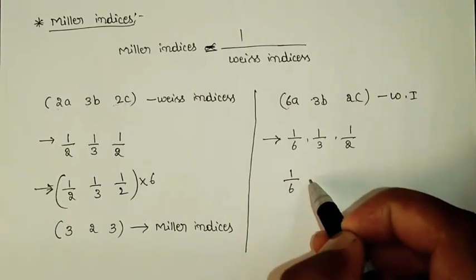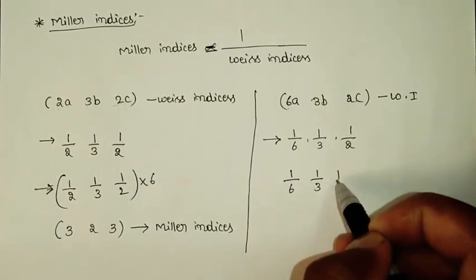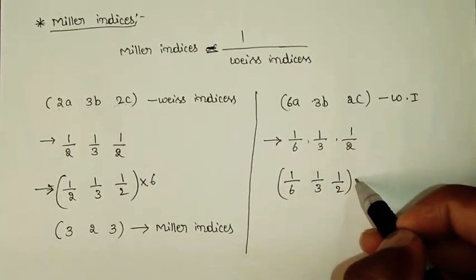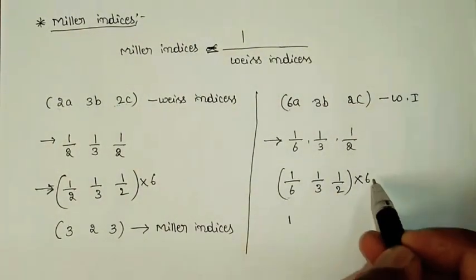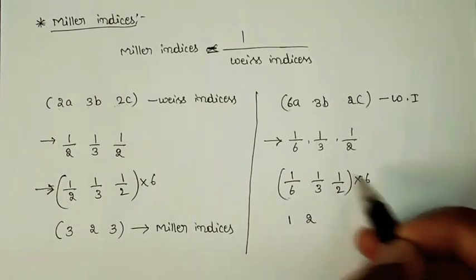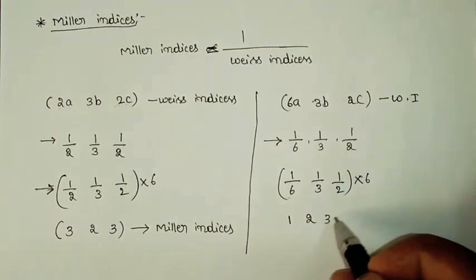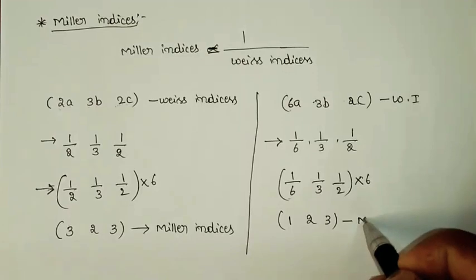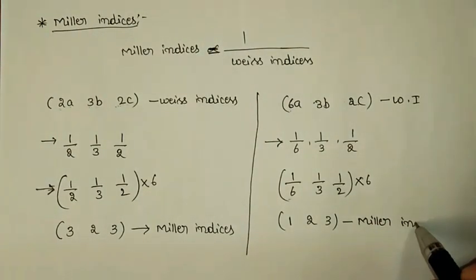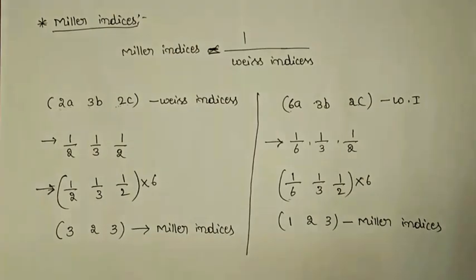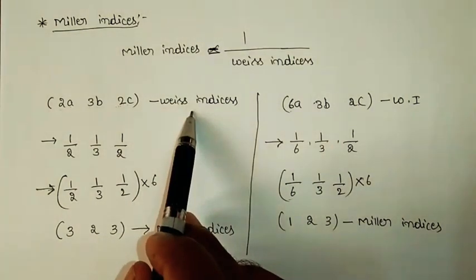So 1 by 6, 1 by 3, 1 by 2, multiplying with the LCM, that is 6. So 6 by 6 you'll be getting 1, 6 by 3 you'll be getting 2, 6 by 2 you'll be getting 3. So 1, 2, 3 is the Miller indices. This way it is very much easier to get the Miller indices by knowing the value of Weiss indices.